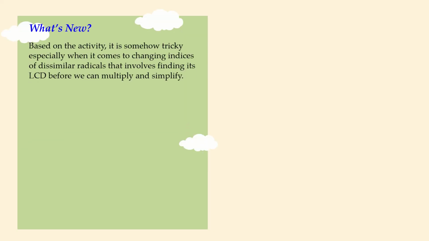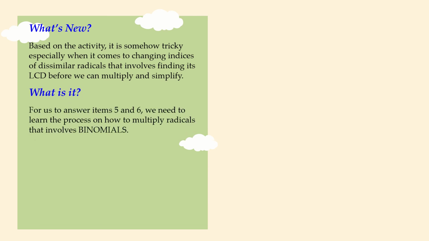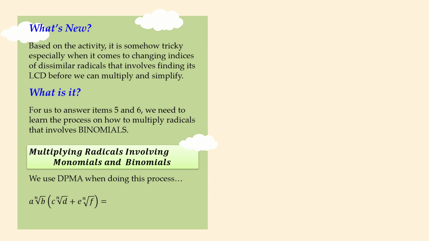So based on the activity, it is somehow tricky, especially when it comes to changing indices of dissimilar radicals, not similar radicals. That involves finding its least common denominator before we can multiply and simplify. For us to answer items 5 and 6, we need to learn the process on how to multiply radicals that involve binomials. Okay, so how do we multiply radicals involving monomials and binomials?